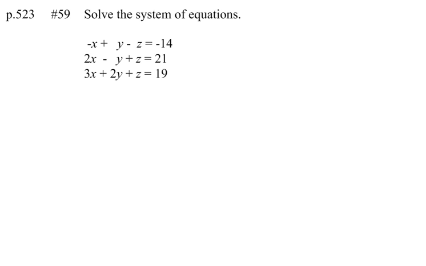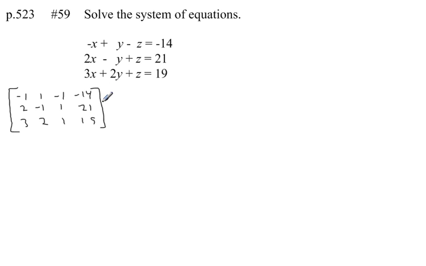Page 523, number 59. Solve the system of equations. Well, right away I'm going to write this as a matrix. So let's put these coefficients in here. Negative 1, 1, negative 1, and negative 14. Let's go with 2, negative 1, 1, and 21, and 3, 2, 1, and 19.